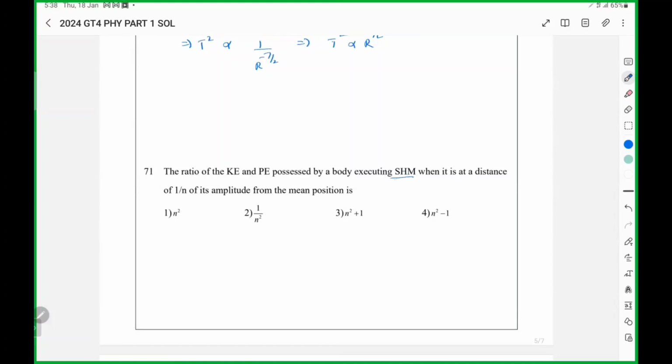So when a body is executing SHM, kinetic energy is, potential energy will be half k x square. At a distance of 1 by n of its amplitude from the mean position. So that distance is given as 1 by n of amplitude.